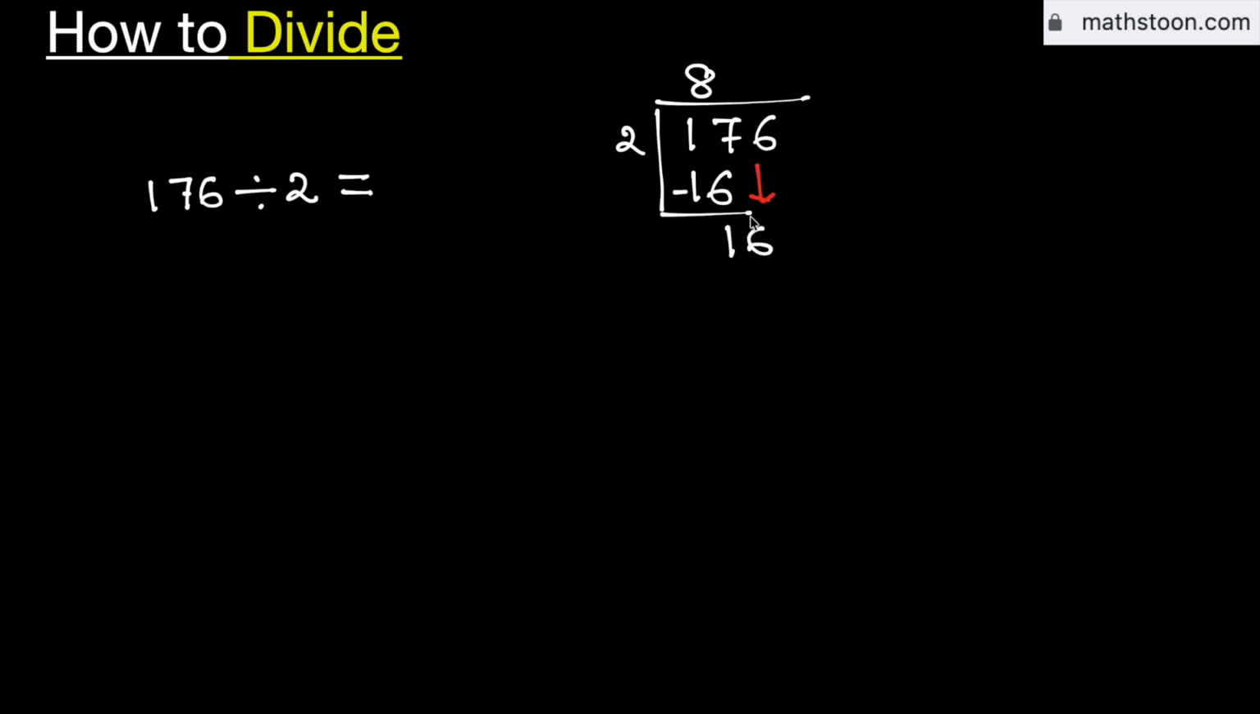And we know that 2 times 8 is equal to 16. Subtract, we get 0. As we have no number to bring down here and we have got the number 0, so we will stop. Therefore, 176 divided by 2 is equal to this number 88. And this is our final answer.